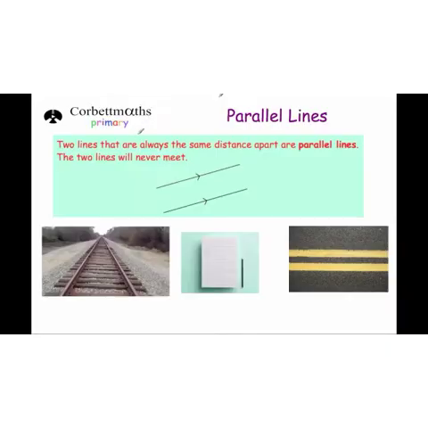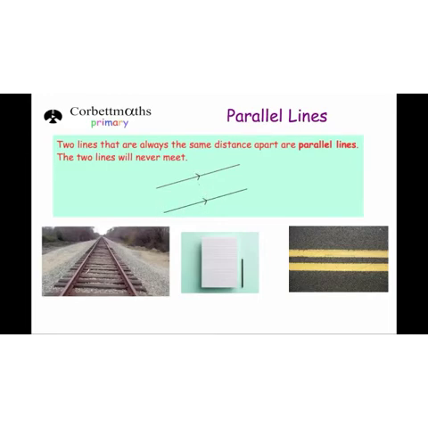Hi, and welcome to this Corbettmaths Primary video on parallel lines and perpendicular lines. Let's start off with parallel lines. Two lines that are always the same distance apart are called parallel lines. The two lines go in the same direction and they will never meet each other, and they're shown by two arrows, one on each line, here and here.